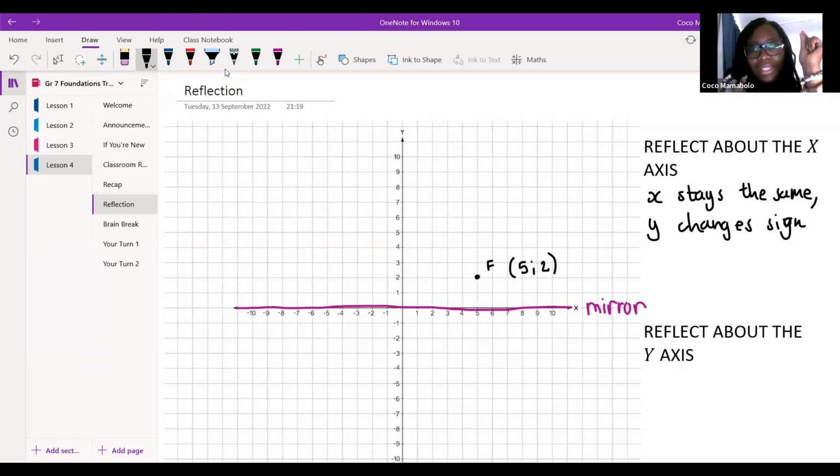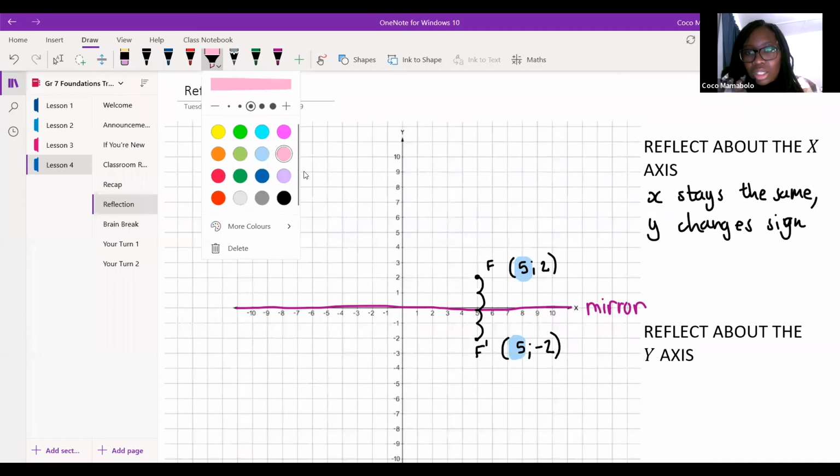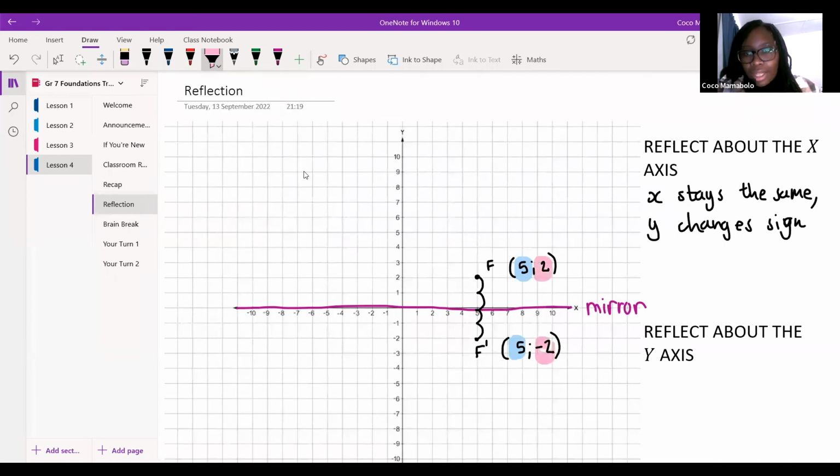Okay, count again, guys. How many moves do I need to make to get to my mirror? I go 1, 2, 2 moves, which means underneath I have to go 2. 1, 2. What is my new value for F prime? F prime will be 5 and -2. Again, guys, my X stays the same and my Y changes sign, 2 and -2. Okay. Thumbs up, thumbs down. Do we understand?